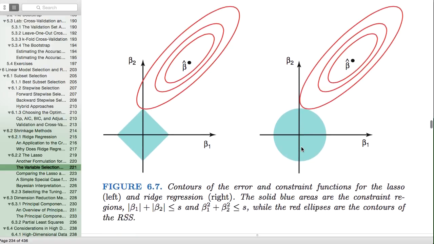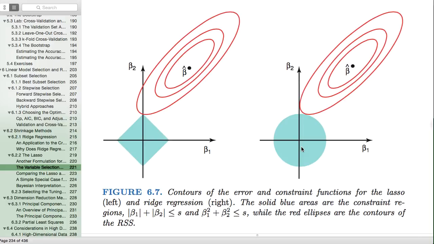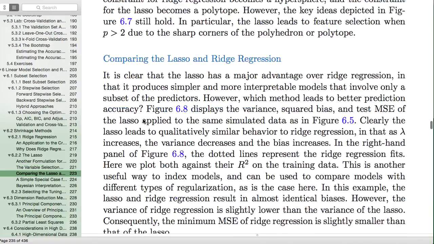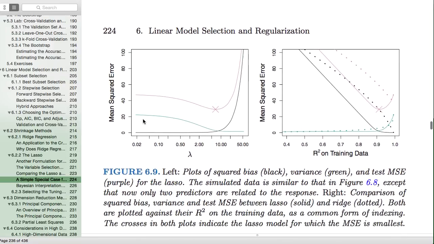So that's a big difference between the lasso and ridge regression. The lasso is going to explicitly make some coefficients zero. Let me find an example here. So here's an example where the lasso does a better job.